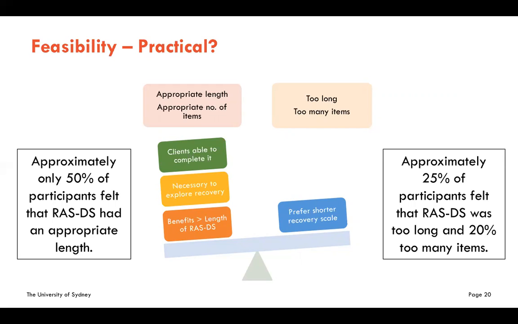The length of a tool is commonly cited as a deterrent for workers not using outcome measures routinely in practice. And therefore, it might be worth considering developing a shorter version of RAS-DS. However, considering the different perspectives of participants, it's also important to acknowledge that although a shorter version is more practical and easier to implement, reducing the length might compromise the usefulness of the tool in practice. As we know that both feasibility and usefulness play a role in influencing the uptake of measures, further exploration may be required to determine how to strike a balance between these two factors.